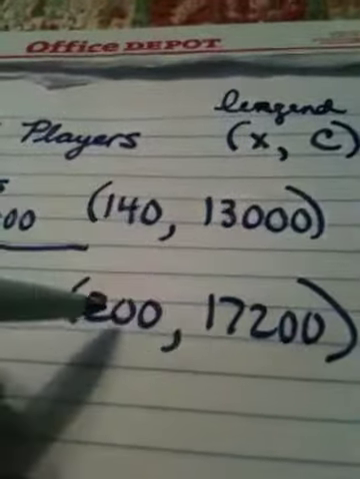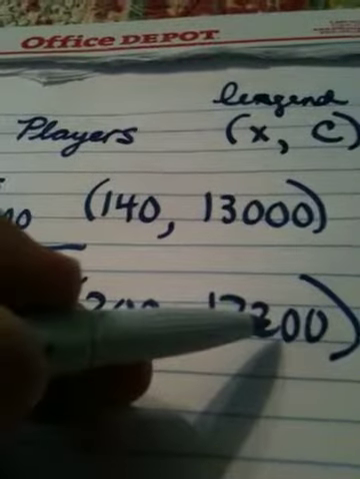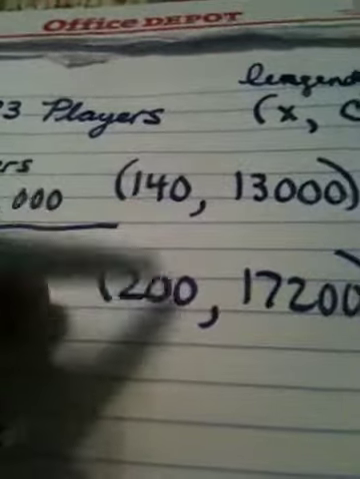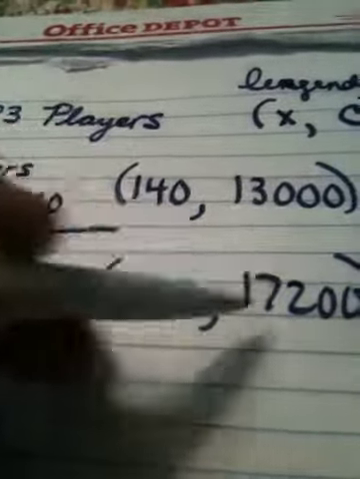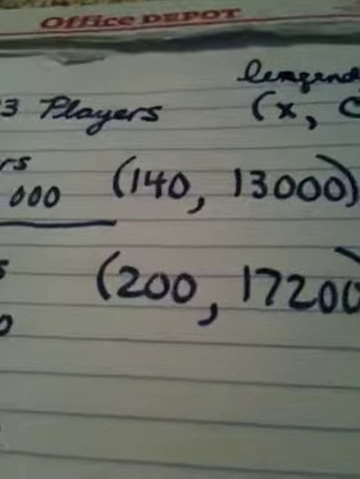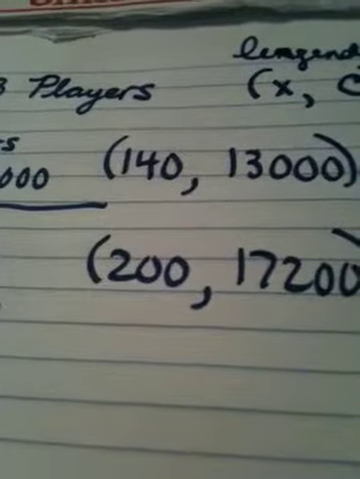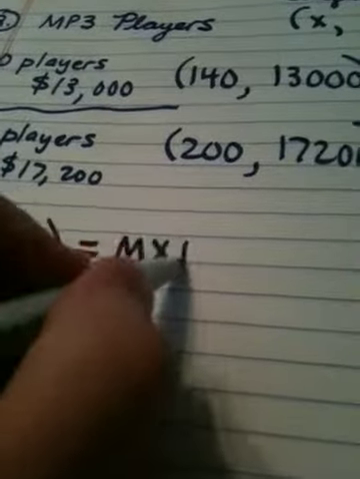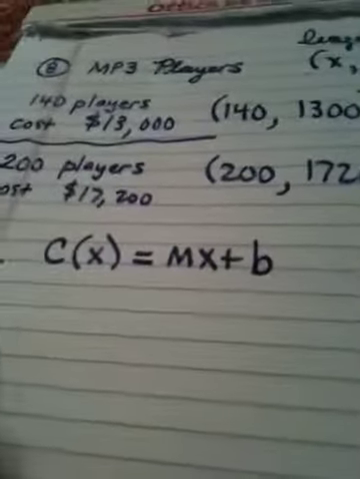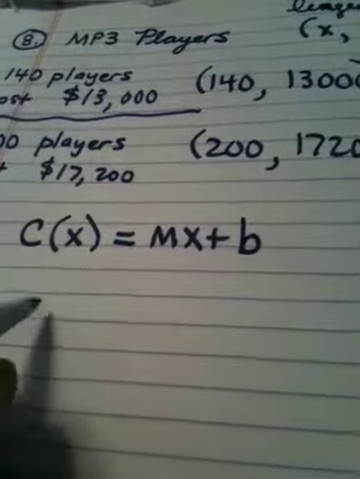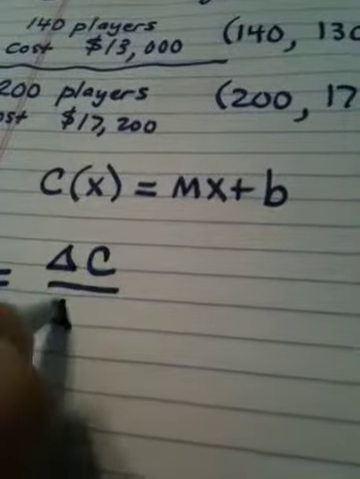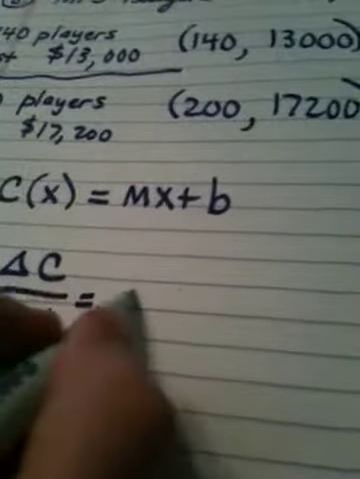So it's very important to write it correctly. Input, output, input, output. And this is a cost function, so cost is going out, the number of MP3 players is going in. Unfortunately, they did not give us b. They didn't give us the ordered pair 0, comma something, so we've got some work here. We know that C of x is mx plus b. Let's find m. M is the change in cost divided by the change in x.